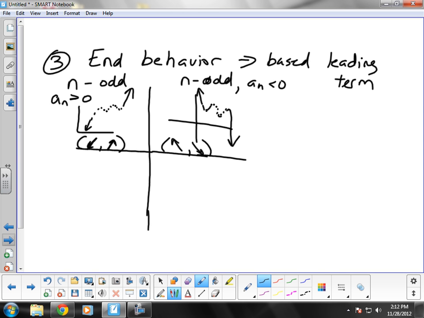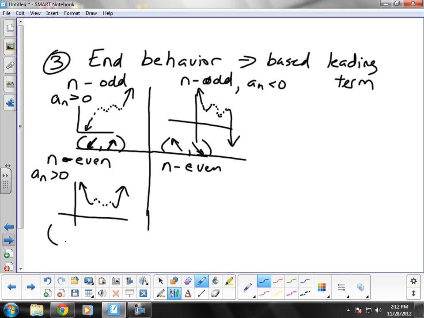Okay? Now, the degree doesn't have to be odd. It can be even, right? So if a sub n is greater than 0, then what happens is it starts up, does some stuff in the middle, and it finishes up. Okay? Got it? And if it, yep, starts down, does some stuff in the middle, ends down.